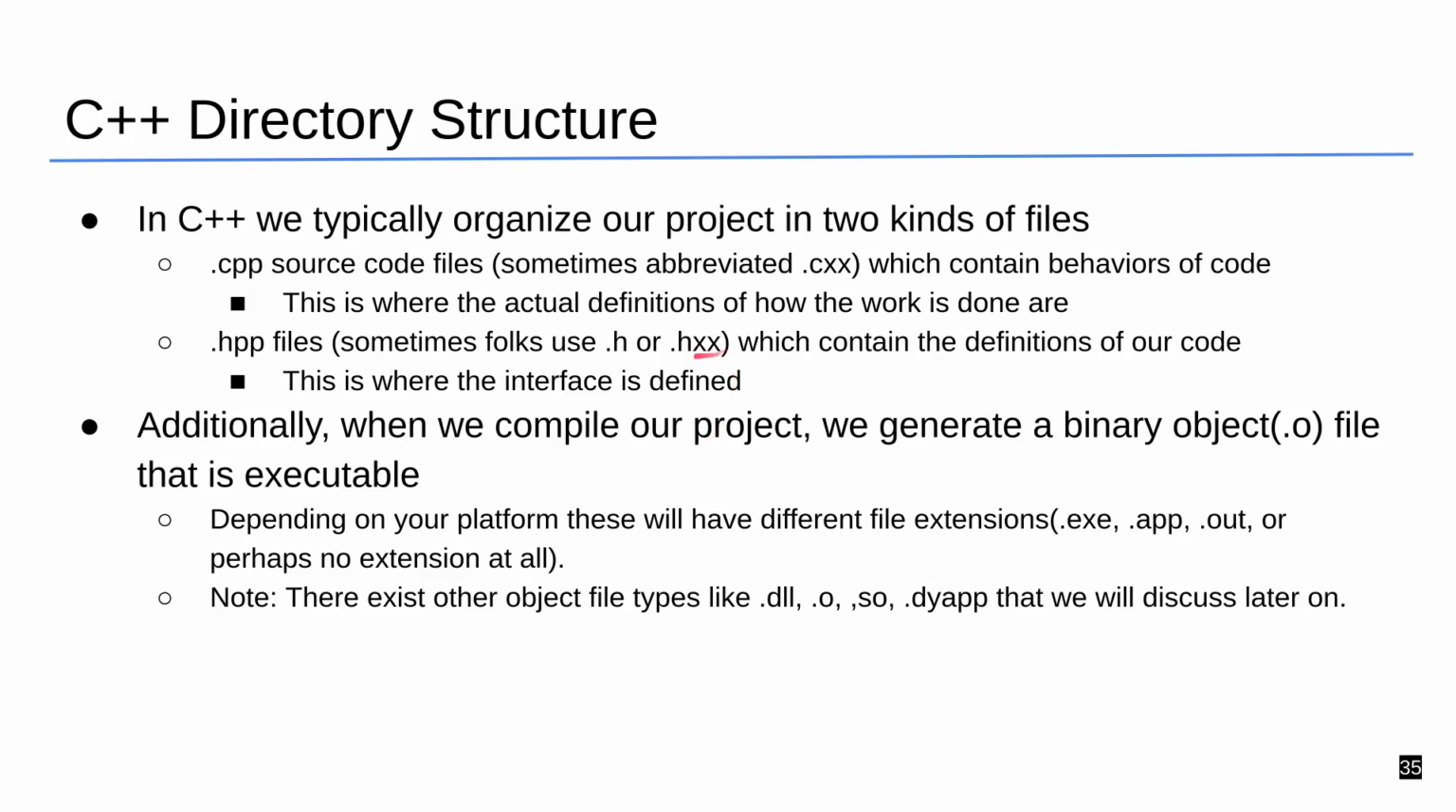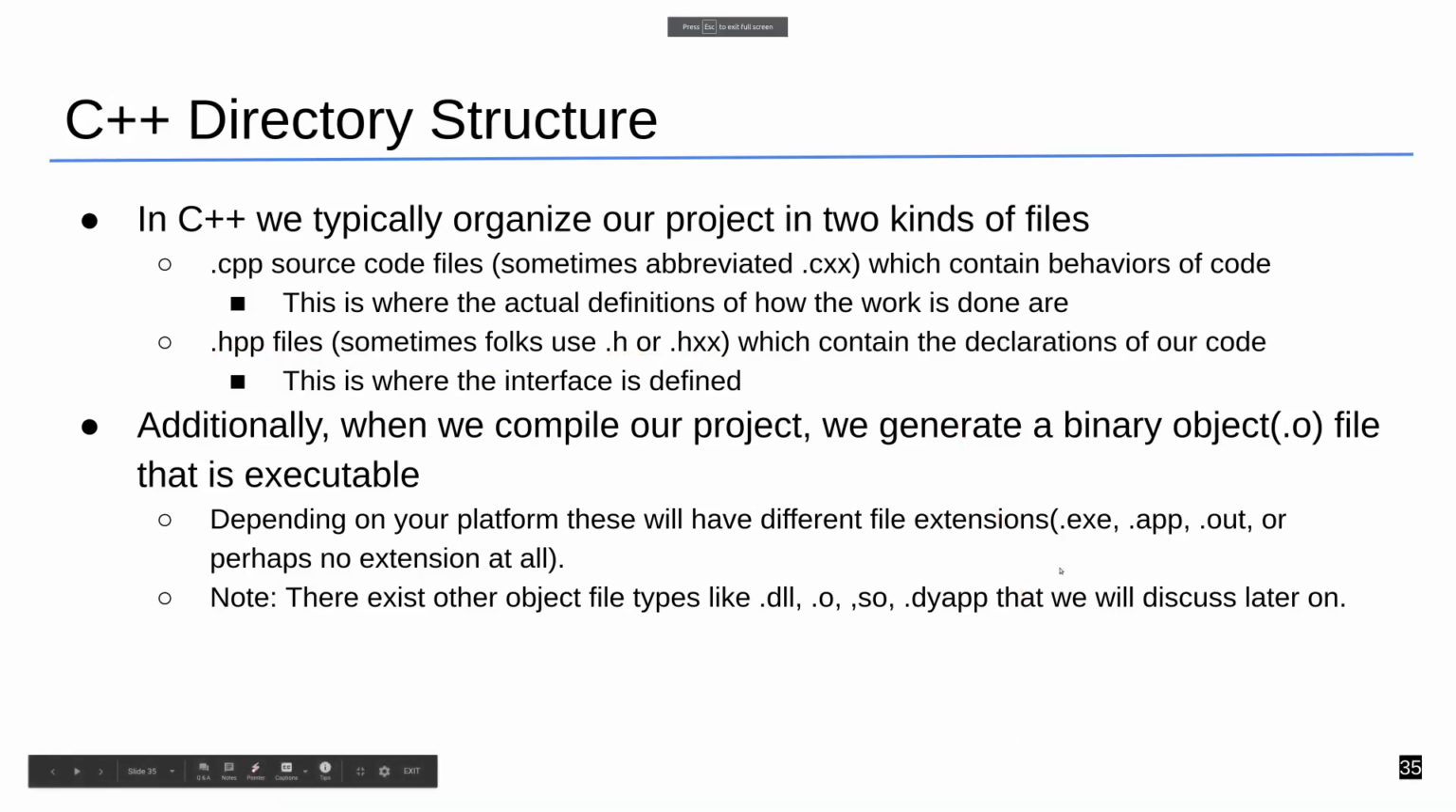In C++, we typically organize our projects in two kinds of files. There's the CPP source code file. Sometimes it has different abbreviations, but that's what contains the behaviors of the code, all the functions, how the different work's done. And then there's something we call header files, and they end in .hpp or sometimes .h or .hxx. That contains the declarations of our code, and that is where your interface is defined. So what functionality you do have is in the header, but how to actually do it is in the CPP file.